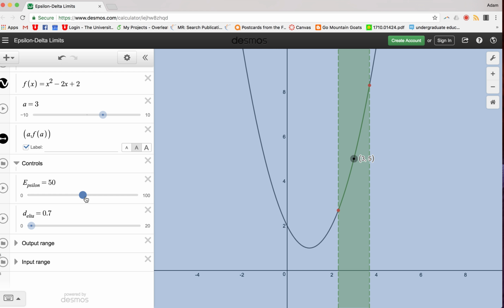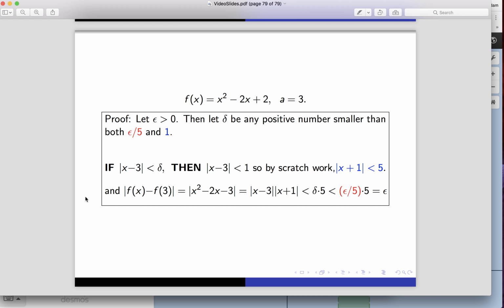You may want to play around with this when you're working through some of the problems. This will be useful. Next week I'll be making some videos about uniform continuity. We can explore that as well.